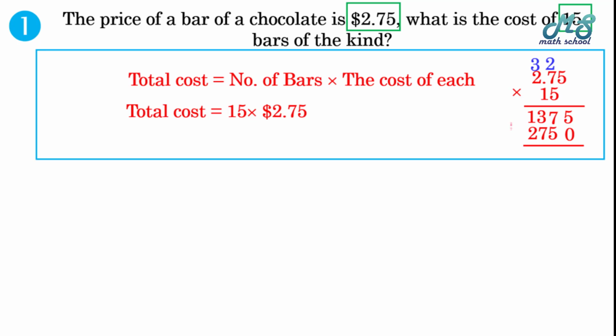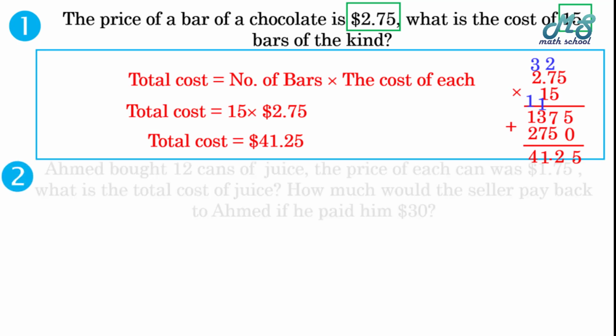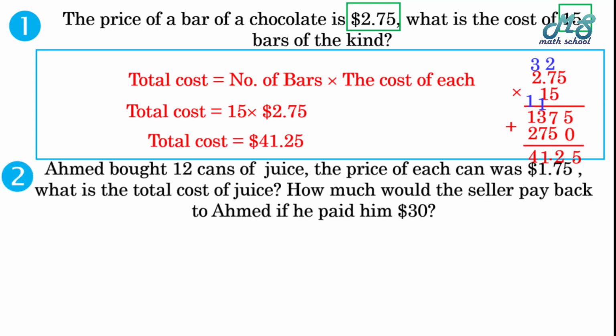Now add the 2 partial products. 5 plus 1 equals 5. 7 plus 5 equals 12. Carry 1 over 3, it will be 4. 4 plus 7 equals 11. Write 1 and carry 1 over 1, it will be 2. 2 plus 2 equals 4. Don't forget guys to insert the decimal point according to the decimal factor. Yes, after 2 digits from the right. It will be 52. Insert the decimal point. Now the total cost equals $41.25.